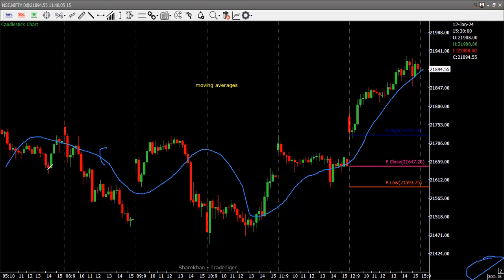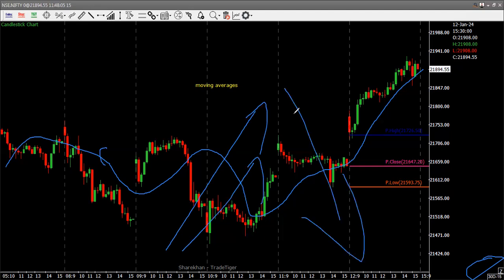See, whenever the trend is there, the moving average follows the price. So the main significance of using it is that you are following the price. If the price is going up, the moving average will follow it and also go up. If the price is going down, the moving average will also follow the price and go down. So this is the significance of the moving average.